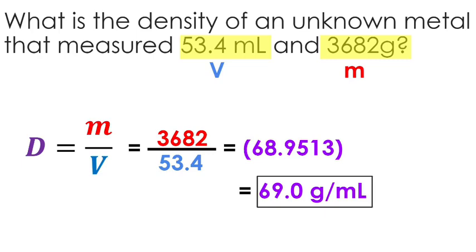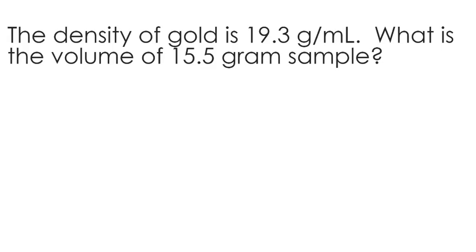So hopefully that's not too hard. Let's look at the next one. This one says the density of gold is 19.3 grams per milliliter and asks what is the volume of a 15.5 gram sample. So those grams must be our mass.